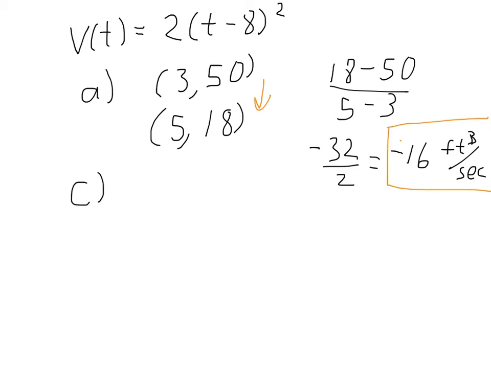Part C, the instantaneous rate of change at t equals 3. Well, we just have to take a derivative and then plug in 3. You can derive this with the chain rule. The 2 drops down to the front, giving you 4 times (t minus 8) times the inside derivative, 1. And when we plug 3 in, we get negative 20.